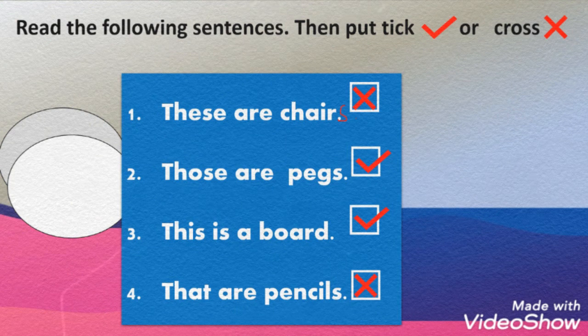Number two, those are pigs. It is correct. Number three also is correct. Why? Because this is a board, it is singular, and we use the singular demonstrative pronoun. So we use the right pronouns. Now number four, that are pencils. It is wrong because we use that. To make it correct, we should use those.